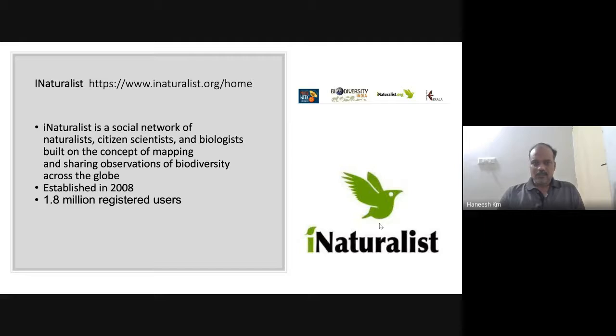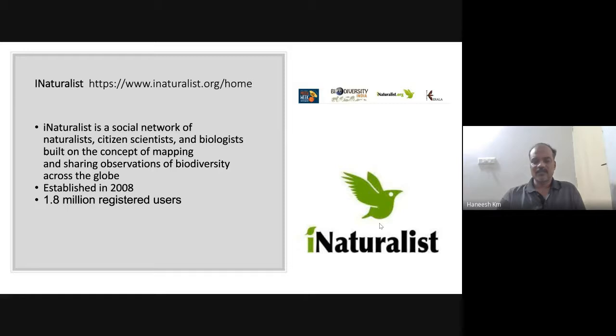So iNaturalist is a more global one. The Moths of India and India Biodiversity Portal are mainly confined to the Indian region, and most of the experts are from the Indian region. But iNaturalist gives more freedom, because you can connect with more people across the globe and interact with more experts. You can ask for their opinion and so on.